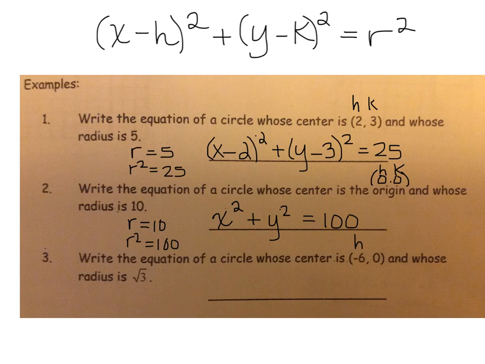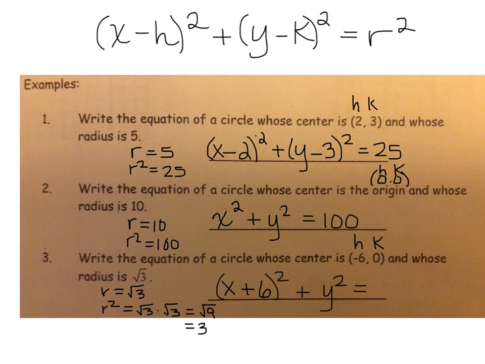For number 3, I would get h and k, and my radius is equal to the square root of 3. So my r squared would be square root 3 times square root 3, which would give me the square root of 9, which gives me 3. So this would be x. Now minus a negative 6 would give me plus 6 squared plus y plus or minus 0 is just going to be y squared equals 3. Let's try some more.